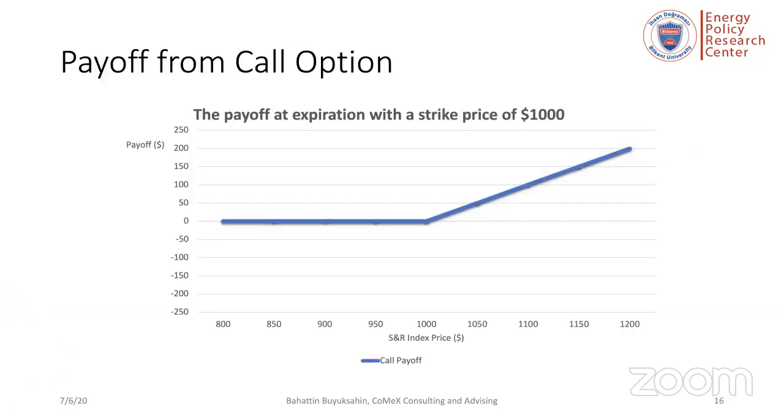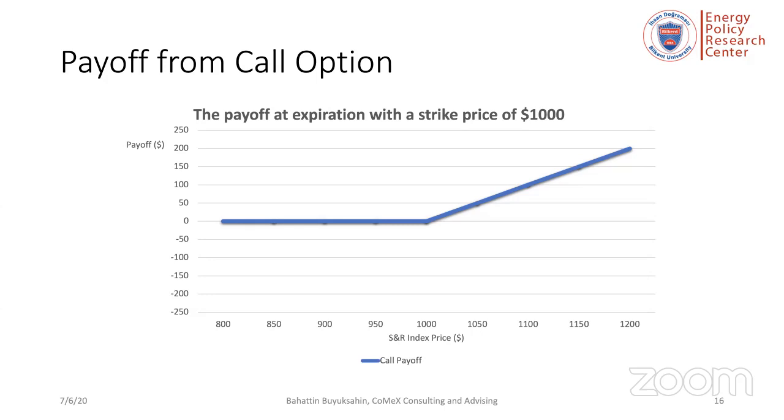If we graph the call payoff, we computed the payoff on option as a function of price. The graph here shows the optionality of the option. Below the strike price of 1000, the payoff is 0, since the option is not exercised.